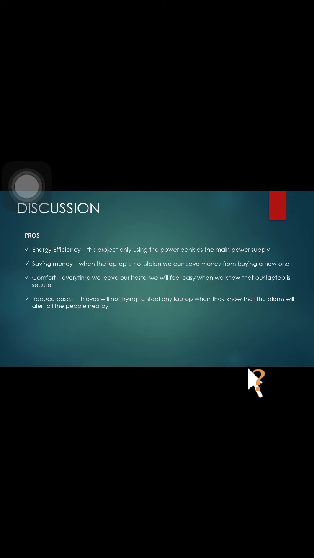So the pros for my project are: First is energy efficiency, because this project is only using the power bank as the main power supply. Saving money, when the laptop is not stolen, we can save money from buying a new one. Comfort, every time we leave our hostel, we feel safe and easy when we know that our laptop is secure. Reduce cases, thieves will not try to steal any laptop when they know that the alarm will alert all the people nearby.